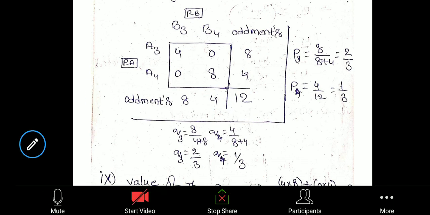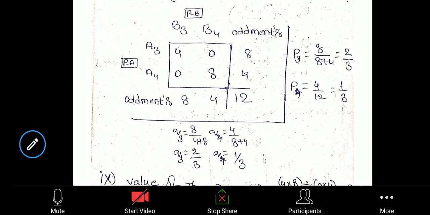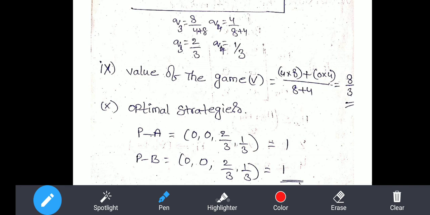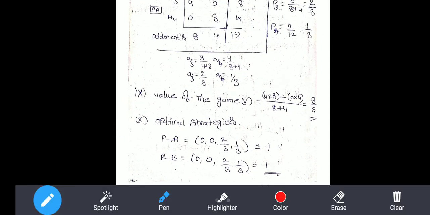Now you can find the value of the game. The value of the game will be 4 into 8 plus 0 into 4 divided by 12. I'll repeat it again: 4 into 8 plus 0 into 4 divided by 12. You'll get the value of the game, which is shown here, that is 8 by 3. So the probability values we have calculated, P3, P4 values, will be 2 by 3, 1 by 3.